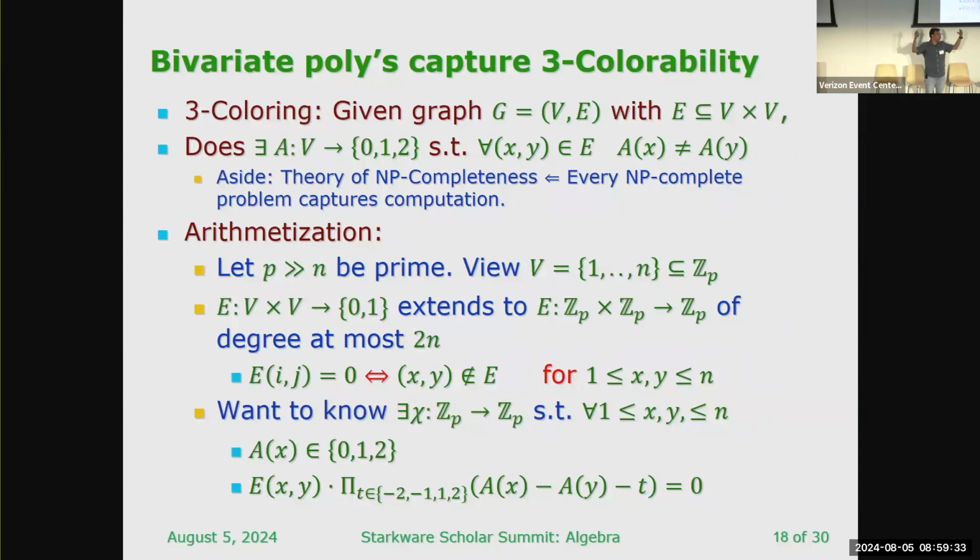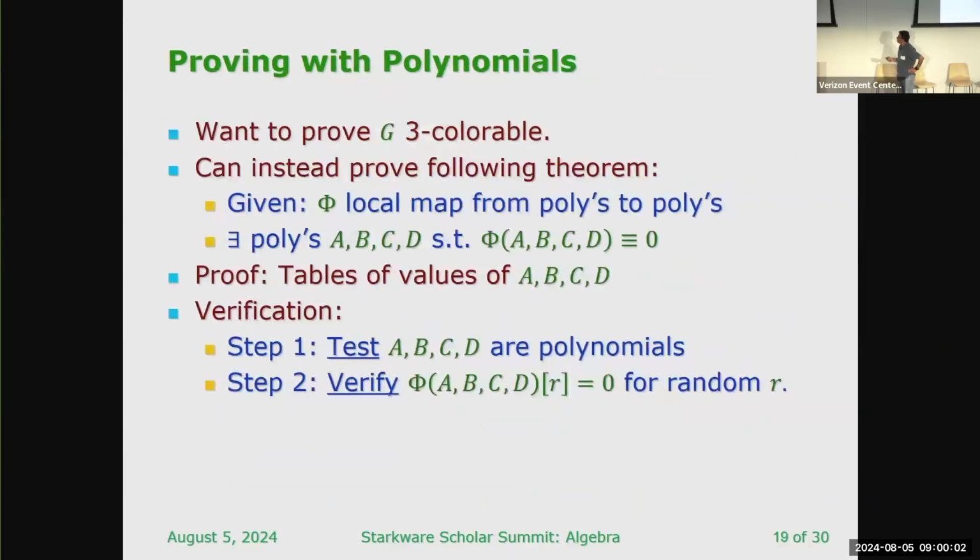So this is a very simple description of how we go from some arbitrary combinatorial problem to something very algebraic. Is there a polynomial A whose degree is at most n, which has these constraints everywhere for x between 1 and n, and these constraints everywhere for x and y between 1 and n? Does this make sense? 3-coloring expressed algebraically, not rocket science. The interesting thing about this is it allows us to start thinking about how you could prove 3-colorability.